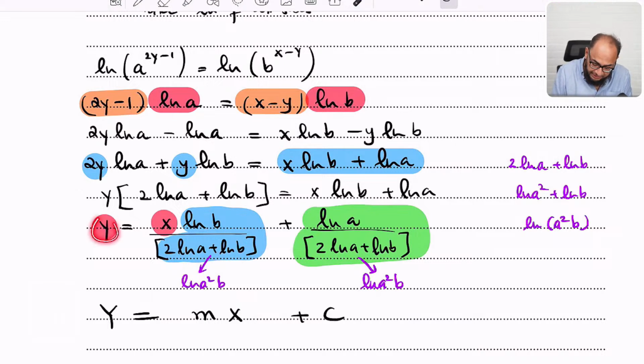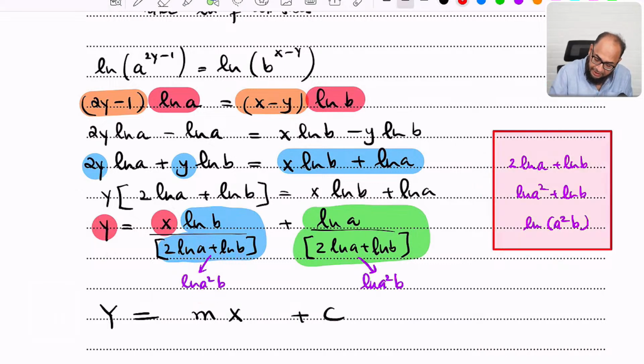So over here, this is y all alone. The coefficient of x is ln b over 2 ln a plus ln b, which can be written as ln of a square plus ln b, which is ln a square b. The working is done right over here at this corner. That is for 2 ln a plus ln b. And that's again written over here, and this is your y-intercept, which is c.